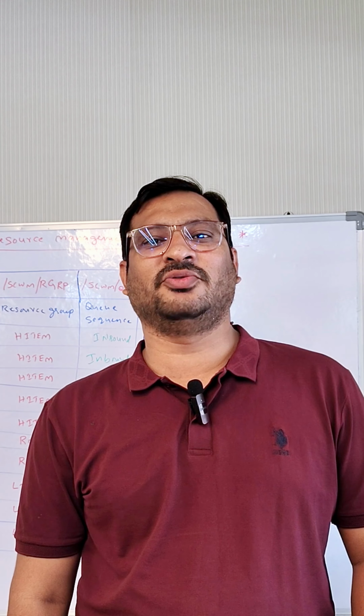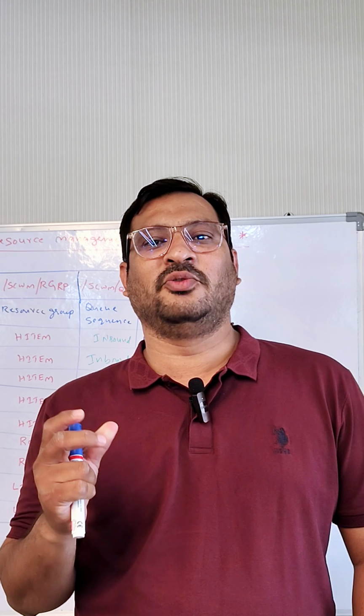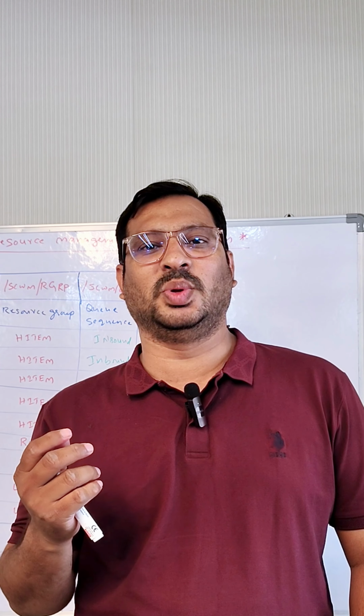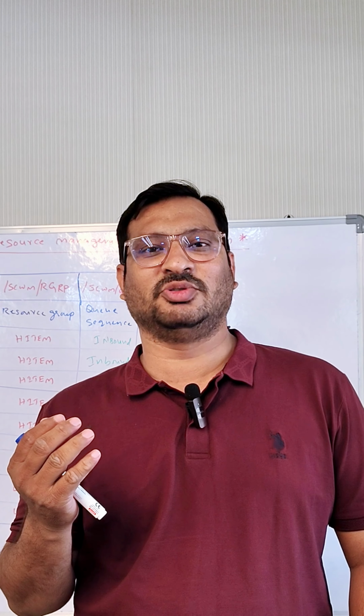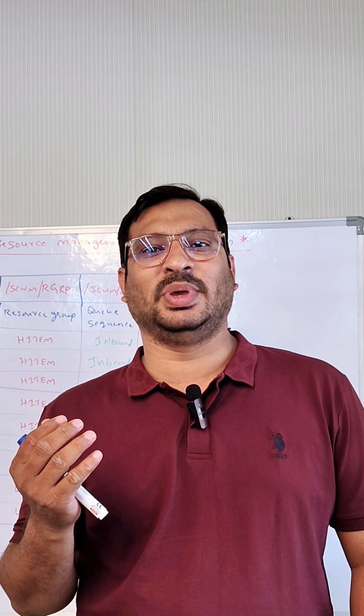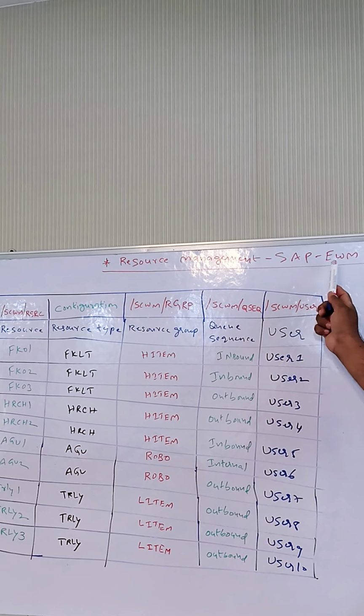In today's session, we are going to discuss resource management. In a warehouse, generally, forklifts, high reach trucks, automated guided vehicles, stackers, and trolleys will be used. So how do we have to define these resources in SAP EWM? We are going to learn about resource management in SAP EWM.